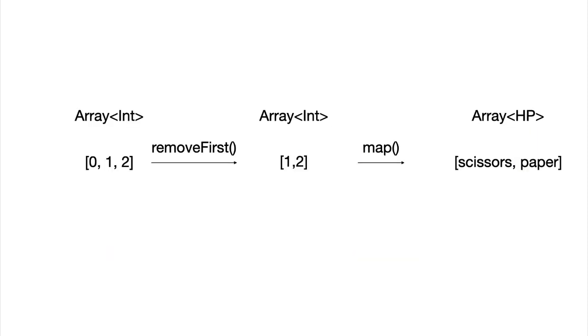Now, this might remind you of something that you've worked with for years with Swift. And that is, say you're processing arrays. I have an array of ints instead of a publisher of ints, and it's got 0, 1, or 2 in it. Instead of dropping the first, we've got the remove first method. Remove first will take the first element of the array and get rid of it. And now I have an array of ints with 1 and 2 in it. And I want to convert from an array of ints to an array of hand positions. And so that's map. Map allows me to do that. And so I end up with an array containing scissors and paper.